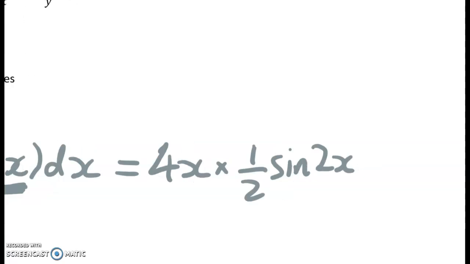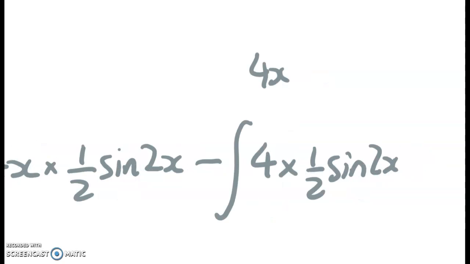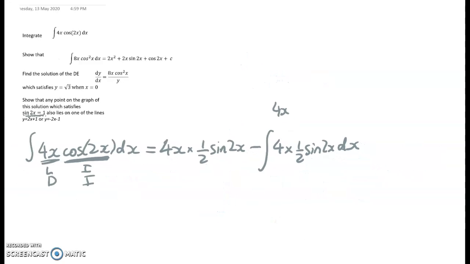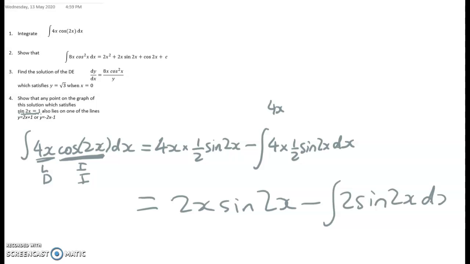So here we're going to have 4x times, now when we integrate cos of 2x, we'll have half sine of 2x, minus the integral of 4, right, that's coming from differentiating the 4x, times 1/2 sine of 2x dx. Right, now cleaning all of that up, what do we get? Well, we get 2x sine 2x minus the integral of 2 sine 2x dx.